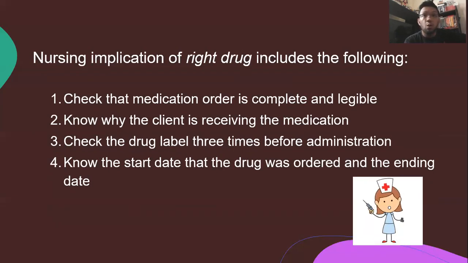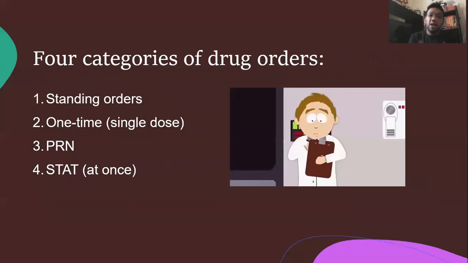Say, for example, the doctor ordered a drug for the patient to take for 1 week. So you need to know when's the start date and when is the end date. 1 week is 7 days. So you need to know if it'll start Monday and end on Sunday. Now we go to four categories of drug orders. We have the standing order. We have the one-time single dose. So there are certain antibiotics that a doctor can give at a single dose. And like that of standing orders, it can take for a week, 14 days, and so on.